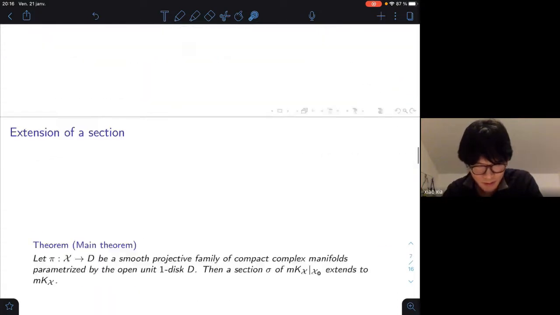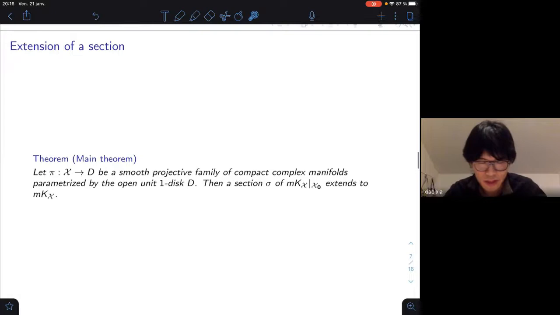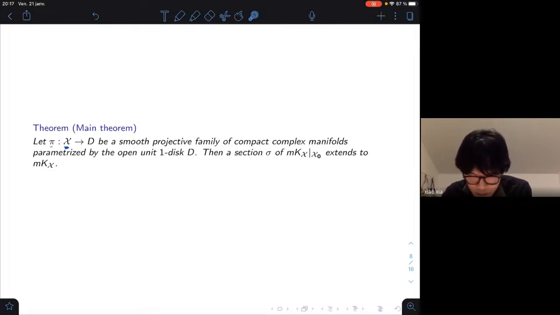Okay, so I will continue. I recall here our main theorem. This part is nothing but a holomorphic map from the projective family to the complex disk. Remember that's the deformation we consider. Then we want to show any section of the pluricanonical bundle restricted to X0 can extend to the whole projective family X.